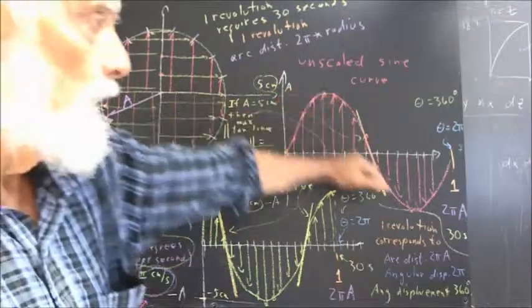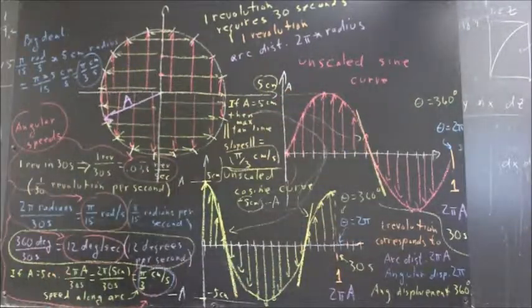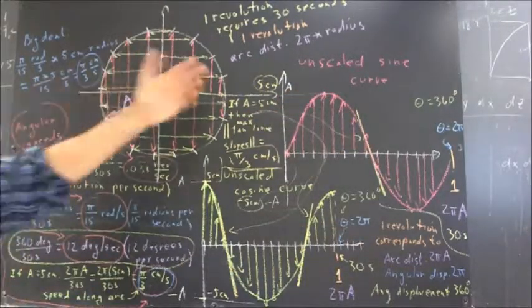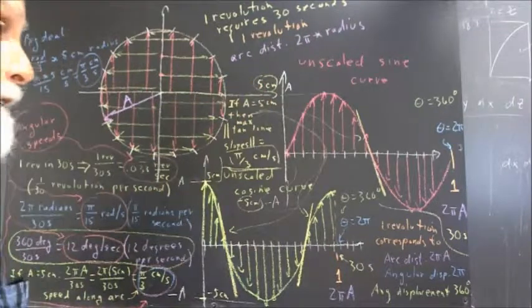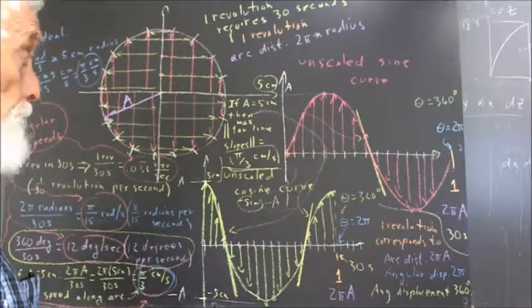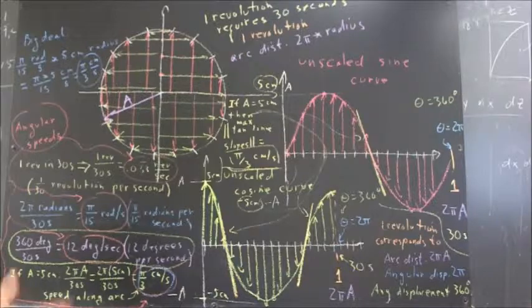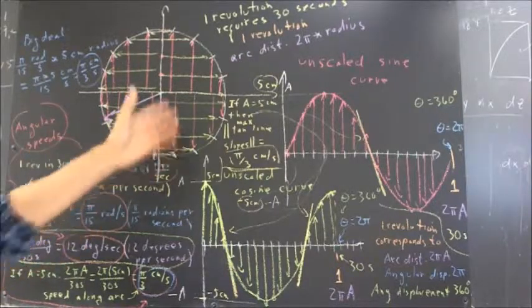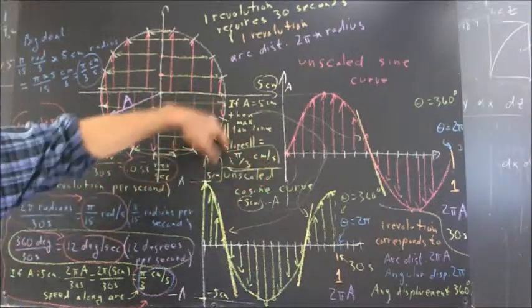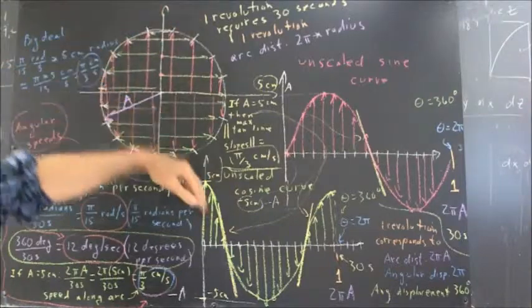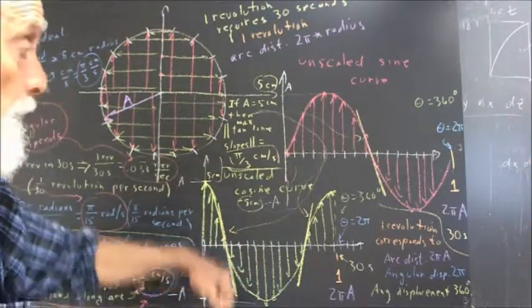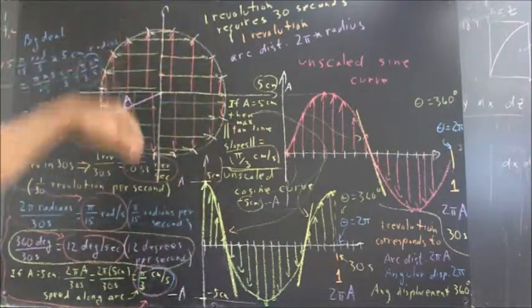The slopes of this graph do represent speeds. And in this case, where A represents 5 centimeters of distance, we then have this connection with the speed along the arc. Maximum speed here is going to equal the speed along the arc.